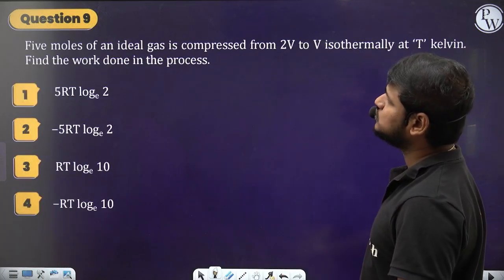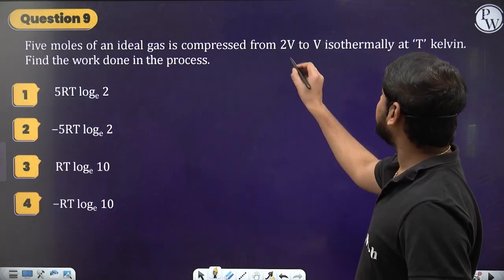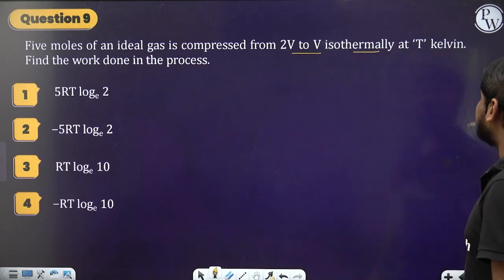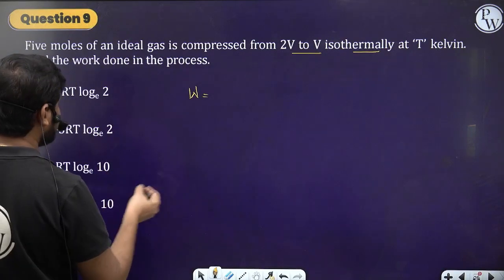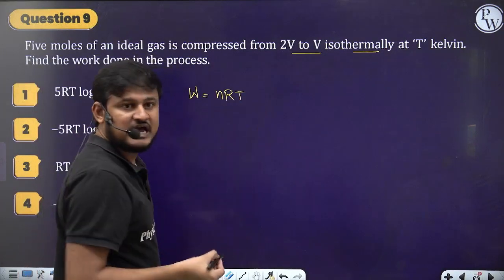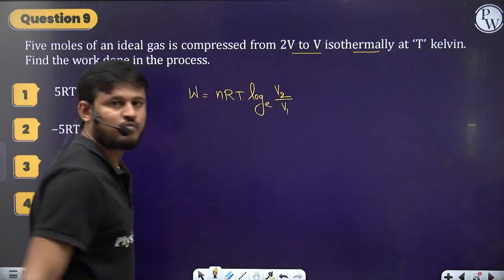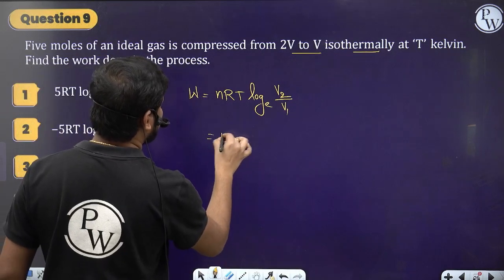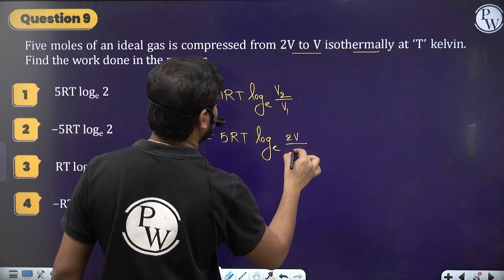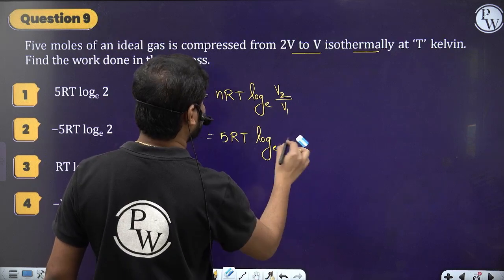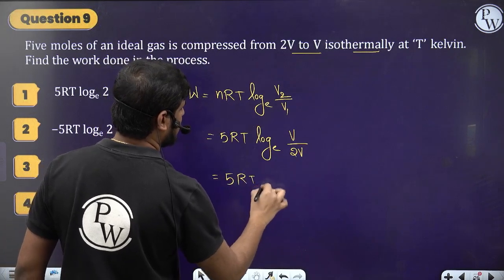So what else do we have? We got one more question. Can you guys take this question? 5 moles of an ideal gas is compressed from 2V to V isothermally at T Kelvin. Find the work done in the process. In terms of log e, I can use the formula nRT log e of V2 by V1. Number of moles is 5, so 5 RT into log e of final V by initial 2V.